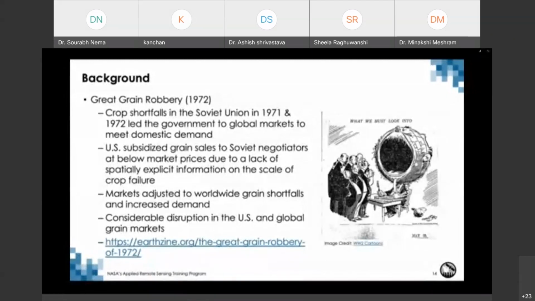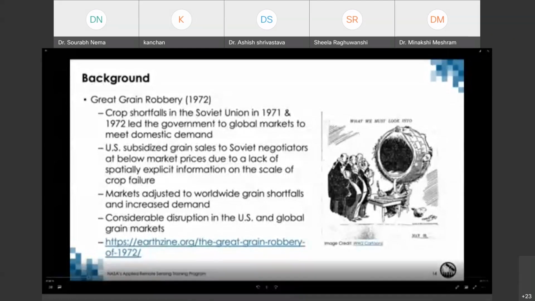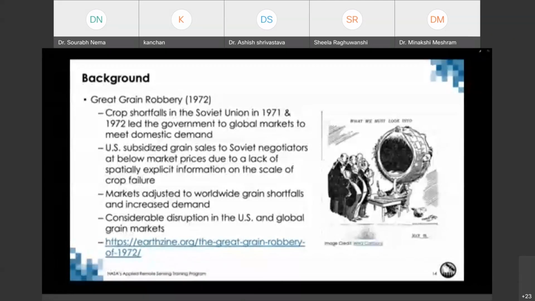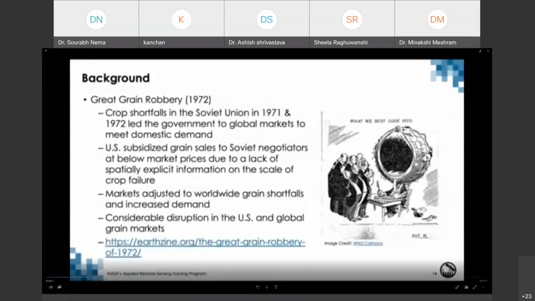Over time, markets adjusted to the worldwide grain shortfalls and increased demand, but it was too late to prevent considerable disruption in global grain markets. If the US had timely spatial information on the extent of the Soviet crop shortfalls, the outcome could have been very different.